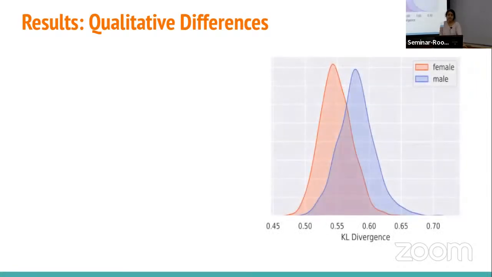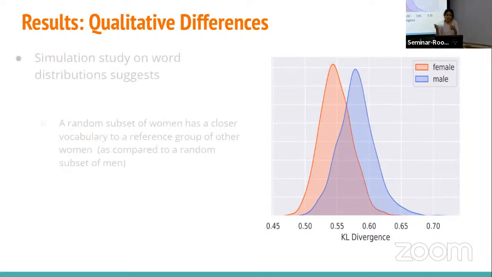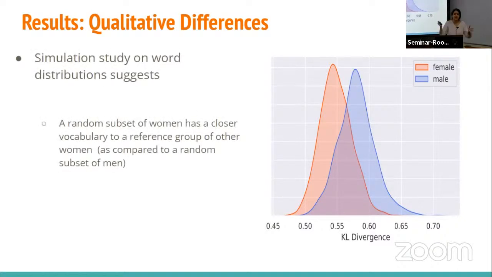And then, just to show that this is not just the top 10 words, this is systematically women and men using different vocabularies. So these are the KL divergences that I've plotted across 500 simulations. This is KL divergence with respect to the reference group. So your female comparison groups are on average closer to the reference group of females than males. So this is a small result to say that the previous result is a little bit more general.